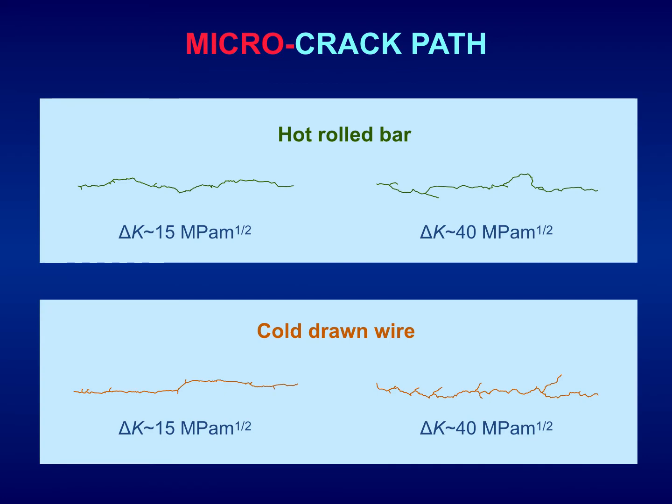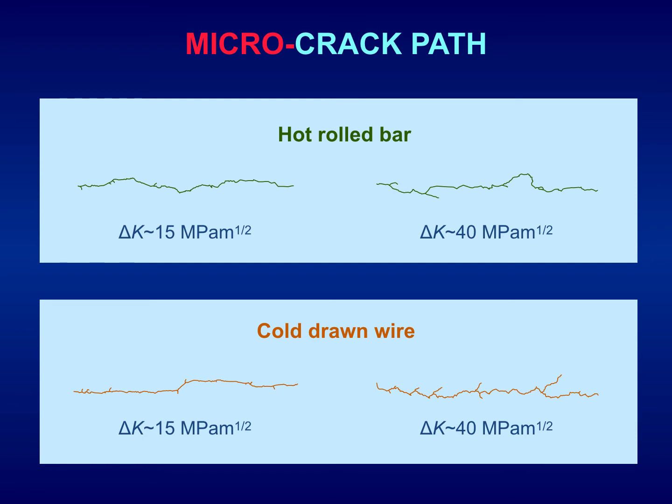Again, analyzing microcrack path in the hot roll bar at the top of the slide and cold drawn wire at the bottom. For delta K, 50 megapascals per square meter left hand side to 40 megapascals per square meter right hand side. We observe an increase of microcrack path roughness for increasing delta K levels. The higher the intensity of fatigue loading, the higher the microcrack path roughness.